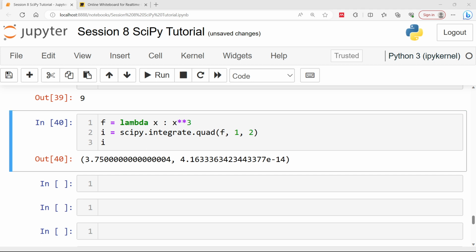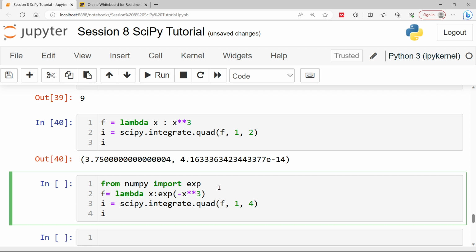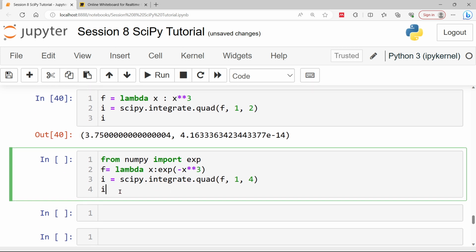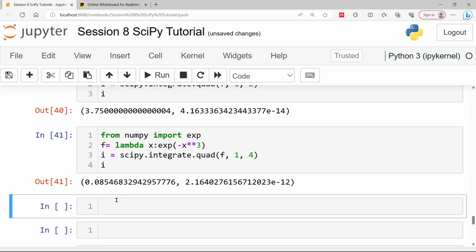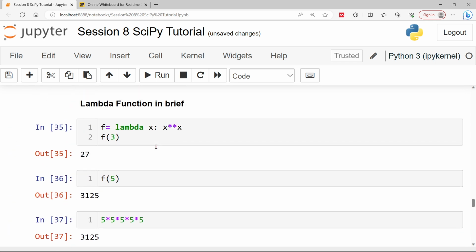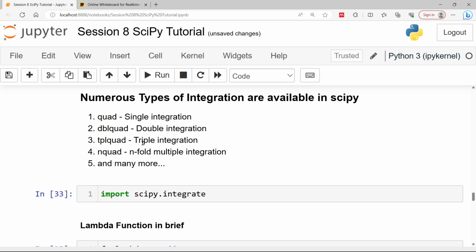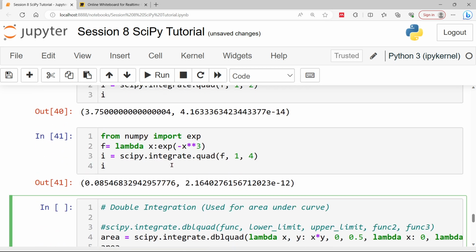Can you go for more complex integration? Here we have lambda, the exponential of this one, and a quadratic function will be there, and we will again obtain two values, right? This is the single integration. And now we can go for the double integration also. Double integration uses a different term. What is the function used for double integration? dblquad.